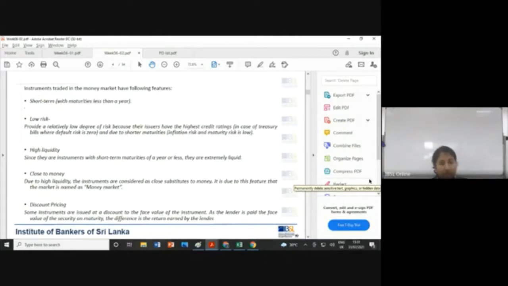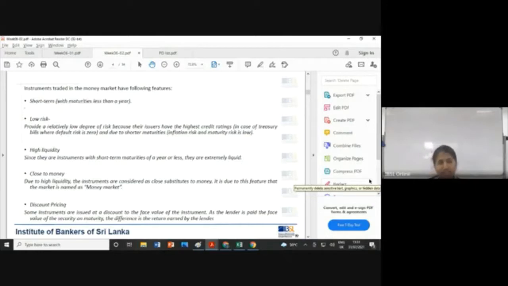If their need is long term, then they can't enter into a short-term market, correct? If the need is a long-term need, like putting up a factory, can I issue a commercial paper maturing in 3 months and keep rolling it over? Obviously, it's going to have a higher risk for the issuer. So most of the issuers who get into the money market are fairly strong issuers who have the backing of a high credit rating. These two reasons create a lower risk instrument to be traded in a money market.